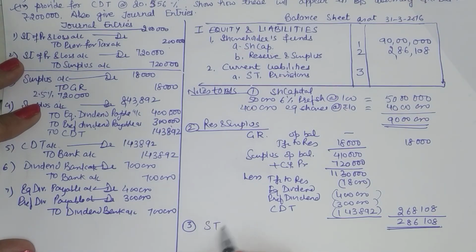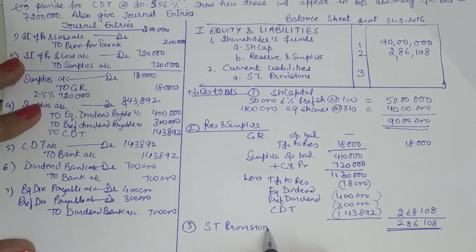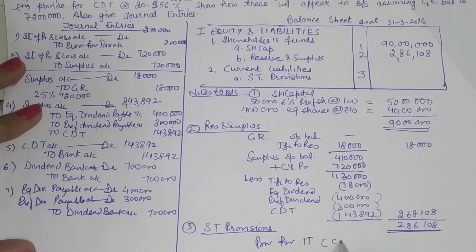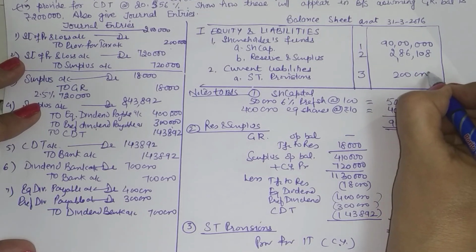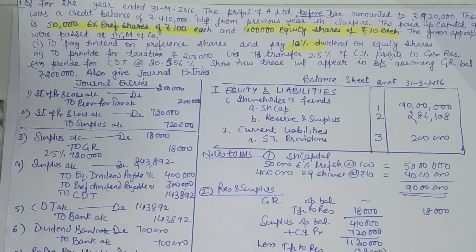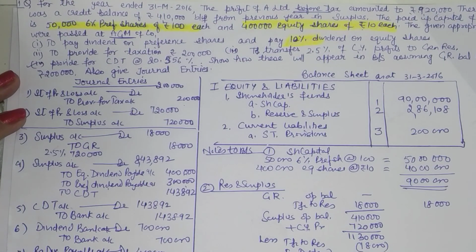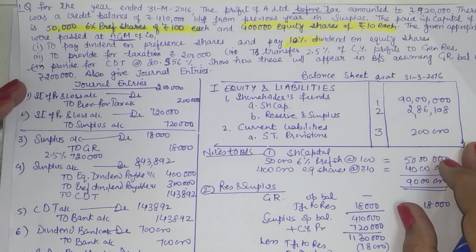Third is short-term provisions. Under short-term provisions, you have provision for income tax for the current year, that is 2 lakh rupees. So you record it here, 2 lakh. So this is how we are going to show the working of dividend in the balance sheet, and these will be the entries.